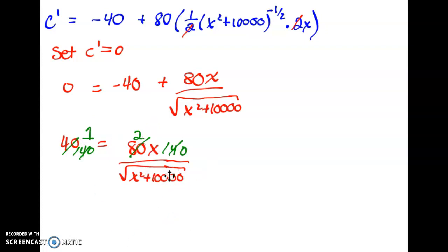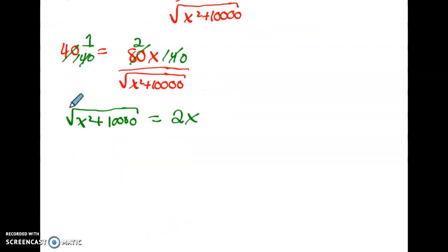Okay. And I'm also going to multiply both sides by that denominator. So on this side I end up with x squared plus 10,000. And then on this side I just have my 2x. So that's a good start.